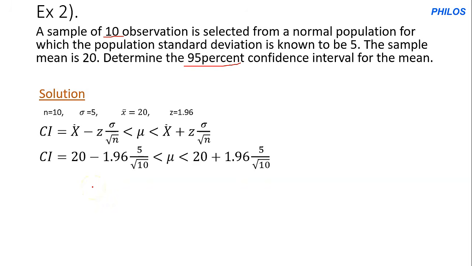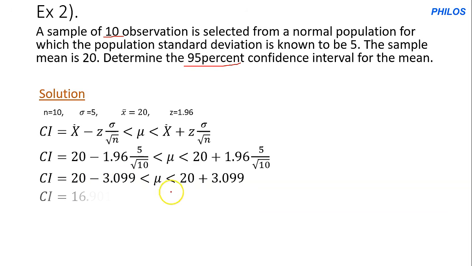Now, when you take your calculator and you check 1.96 times 5 over root 10, you will get 3.009. So, you are going to have 20 minus 3.009 at the left, and then at the right, you have 20 plus 3.009. So, when you check 20 minus 3.009, you should get 16.901. And then 20 plus 3.009 will give you 23.099. You can leave your answer in 2 decimal places or 1 decimal place.